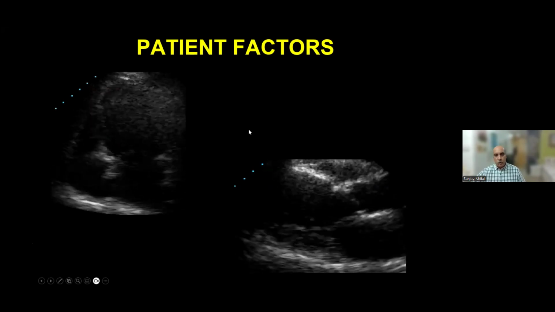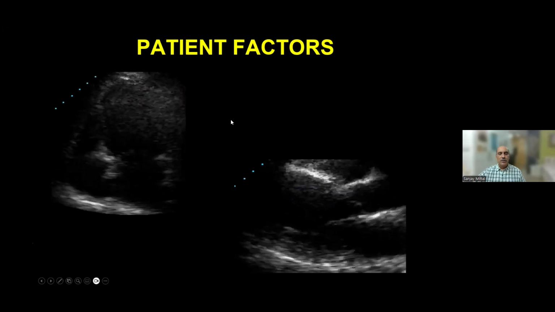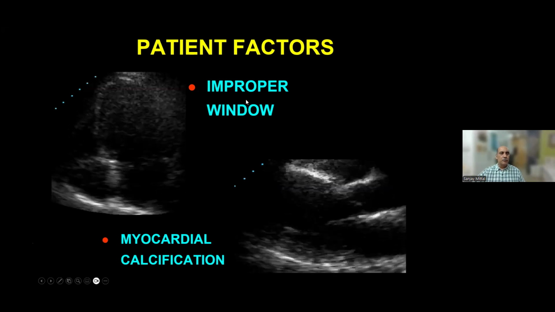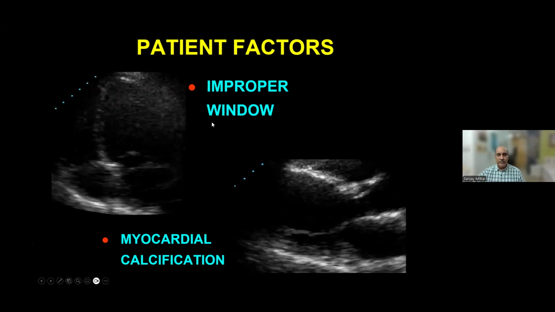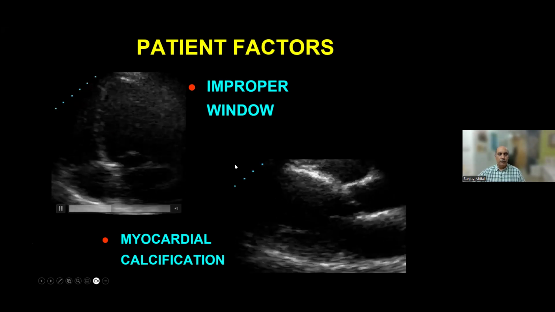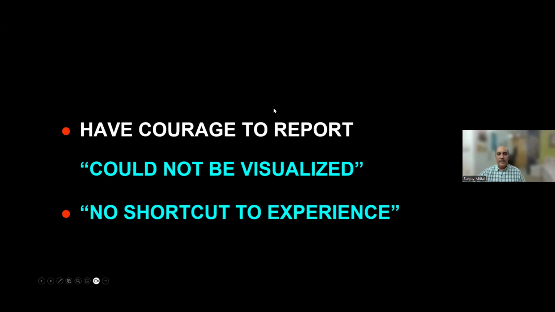Go to some other views, short axis views, parasternal views, to get some better windows. An improper window, in 5 to 10% of people, specifically very obese or very thin, would be unanalyzable. You can use contrast echo in these people and get better results rather than making errors. So it takes a big courage to report could not be visualized, and have that courage. At least you are not committing an error in disfavor of the patient and causing a problem. You can always have a better option, doing a contrast echo or transesophageal, to get better outcomes.